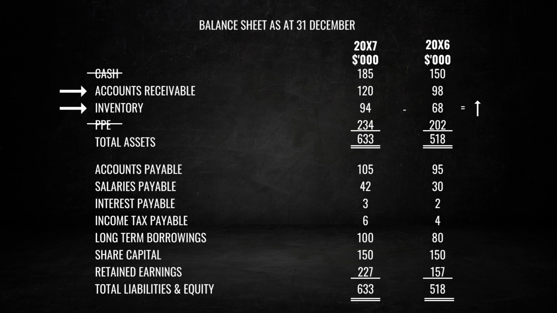After reviewing the balance sheet, we find that the closing balance of inventory is $94, while the opening balance is $68. This indicates an increase in inventory of $26.